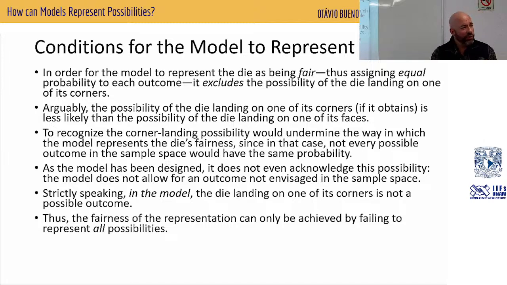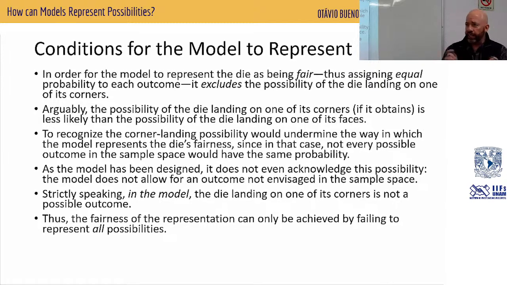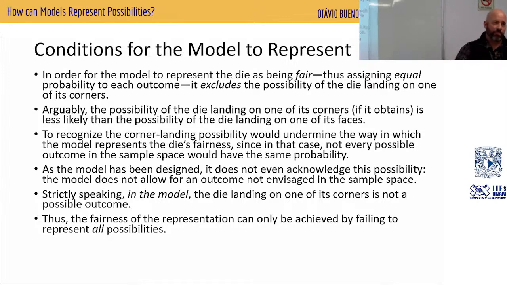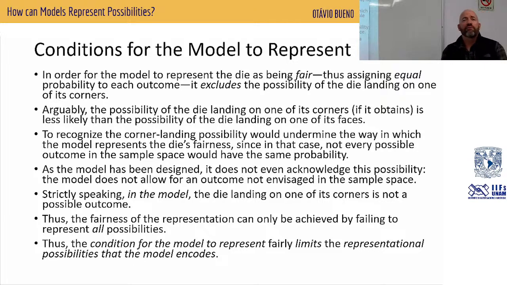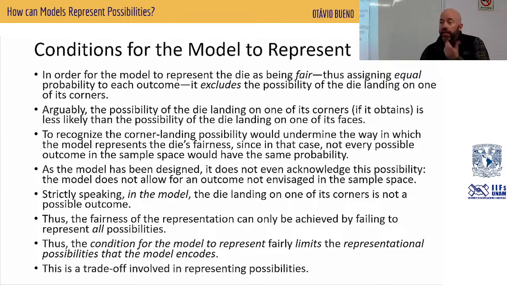And I want to say that's how, in this simple case, the distinction that I drew between the representational possibilities of the model and what I'm calling the hinge, what it is that allows for these possibilities, has been negotiated. You rule out certain things as not being allowed in the model. There has to be something fixed so that the model can represent fairness in a way that is not dependent on these outcomes. Thus, the condition for the model to represent fairly limits the representational possibilities that the model encodes. That's the way in which, in that particular simple model, this trade-off was negotiated. It is a trade-off.